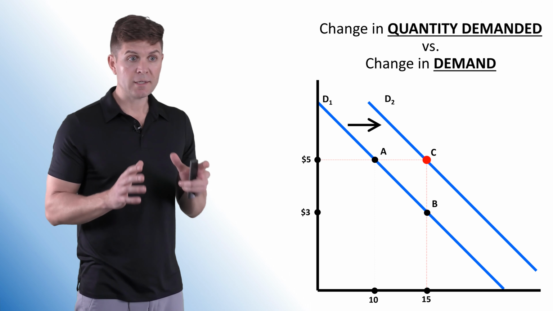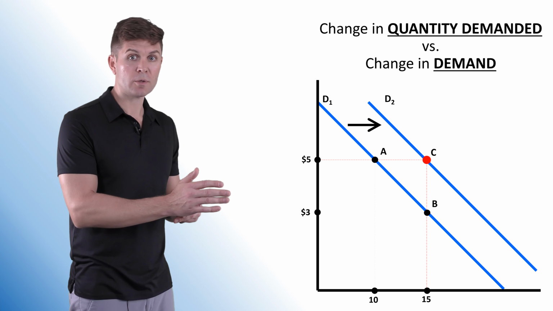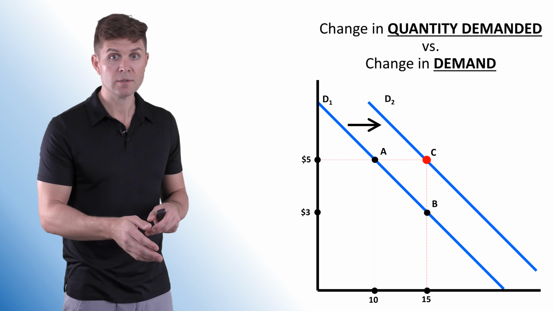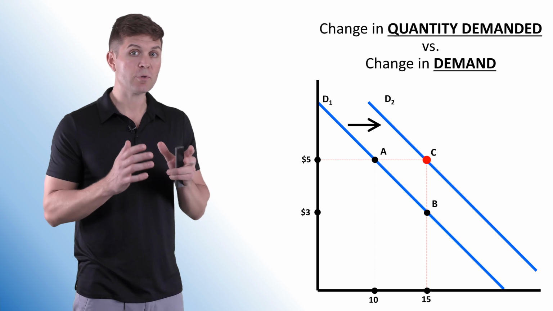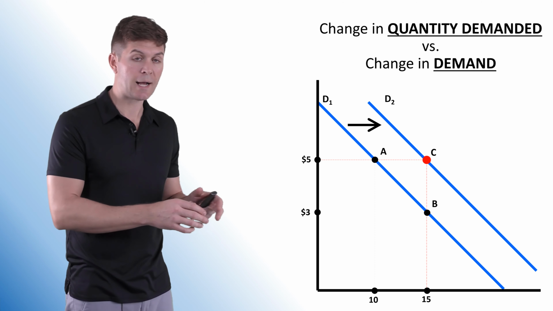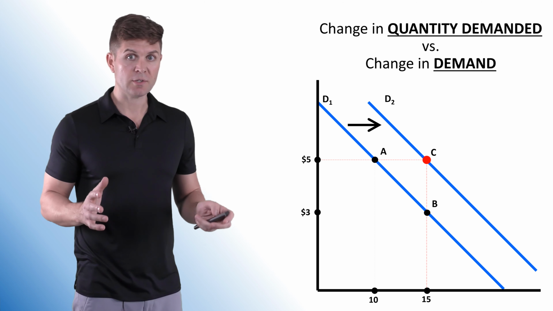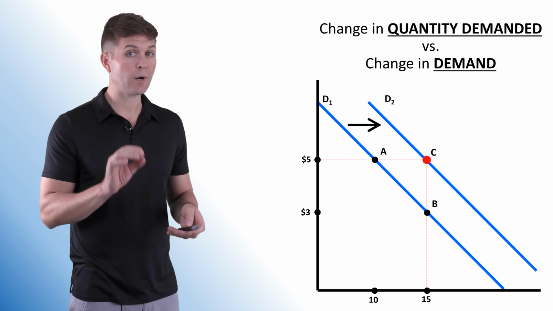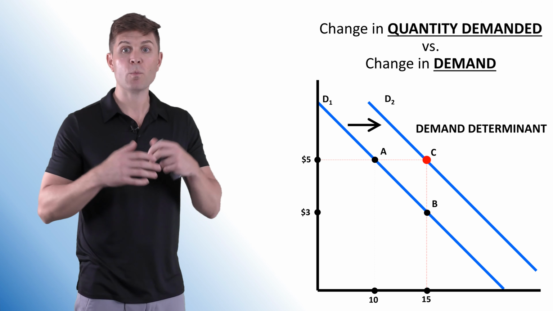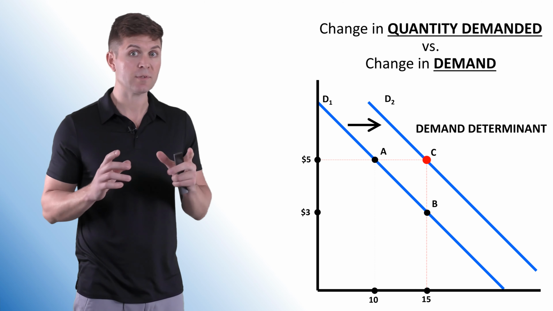The quantity demanded is going to change. At $5, we're no longer buying 10, now we're buying 15. But it's changing at every price in the market. It's changing at $3, it's changing at $1. So this is a change in demand. This is not caused by a change in the price of the product. This is caused by one of the many different demand determinants that we're going to be covering.